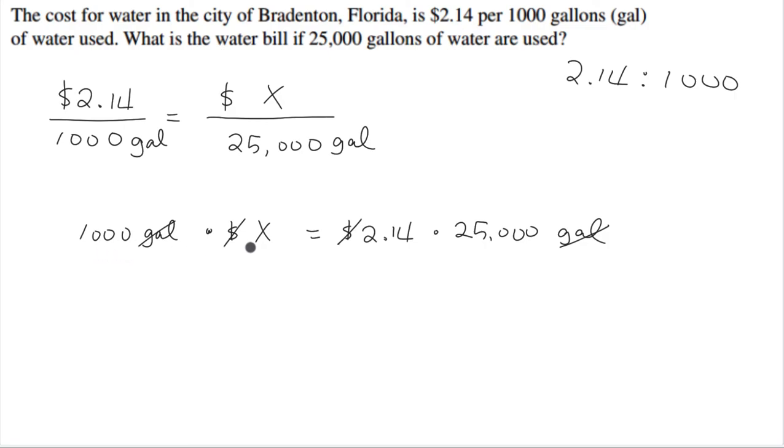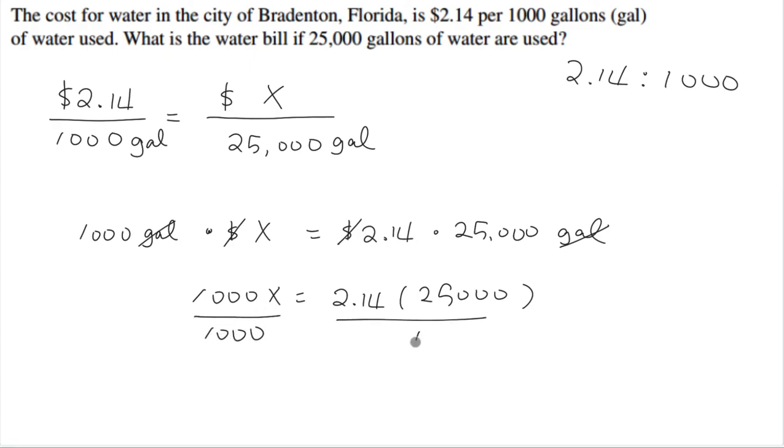Now you have 1,000x. 1,000x is equal to 2.14 times 25,000. So you can divide both sides by 1,000 to solve for x, right? So divide both by 1,000. Then x is, 3 zeros, 3 zeros, the same as 2.14 times 25.